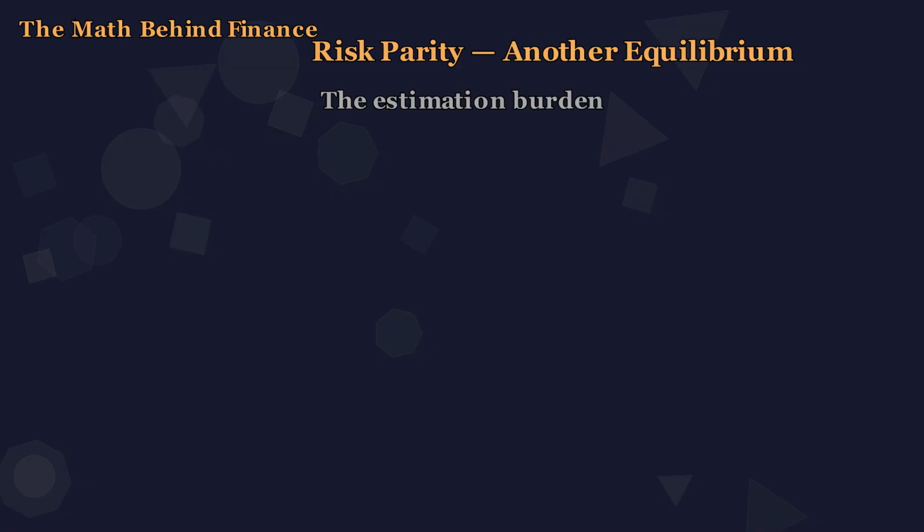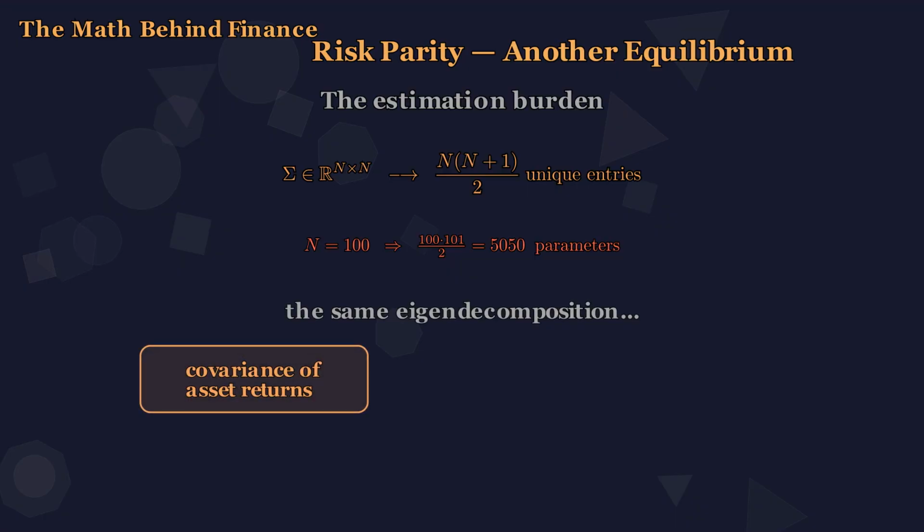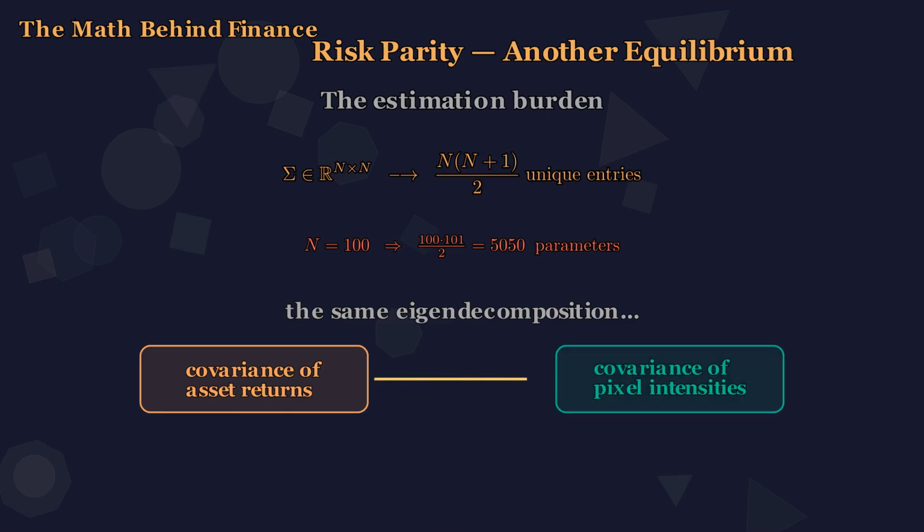And here is the deeper point. A covariance matrix on n assets has n times n plus 1 over 2 unique entries. For 100 assets, that is over 5,000 parameters to estimate from limited data. The same eigendecomposition, applied to a covariance matrix of pixel intensities, gives you the principal components of an image dataset, the same math.